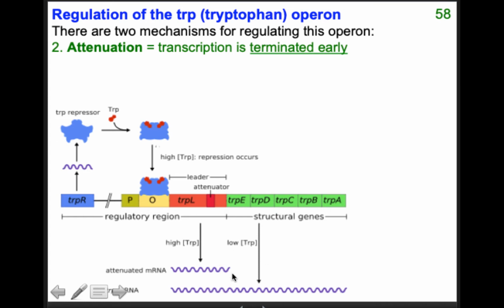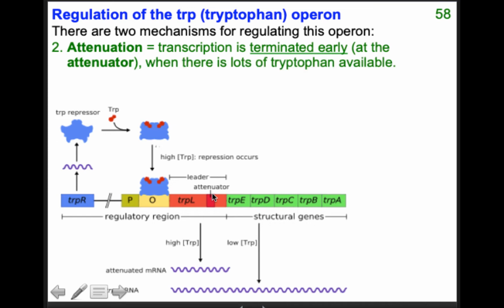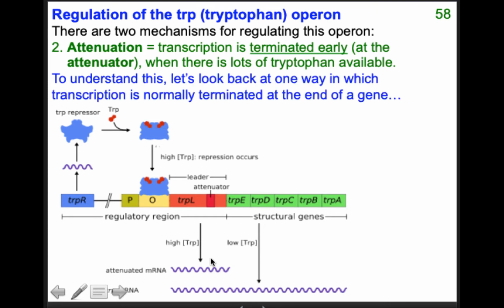Okay, so this ending of transcription happens at the attenuator, which is the sequence here. And this ending of transcription happens when there's lots of tryptophan available. Remember, if there's lots of tryptophan available, we don't need these enzymes to make more tryptophan if we already have lots. To understand how an attenuator works, in terms of how we end transcription early, it's important to remember the mechanism we talked about earlier for how transcription is normally terminated at the end of a gene or operon.